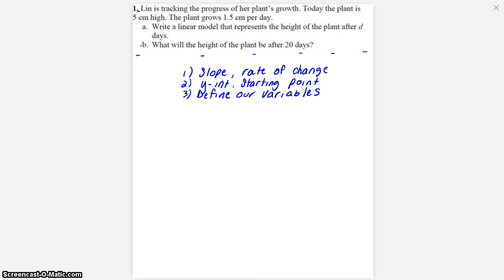All right, so Lynn is tracking the progress of her plant's growth. Today, the plant is 5 centimeters high, and the plant grows 1.5 centimeters per day. So that word per, I'm going to grab onto that. I know that 1.5 centimeters per day is going to be our slope. Okay, so 1.5 centimeters per day is our slope. And the plant is already 5 centimeters high, so that's our starting point.